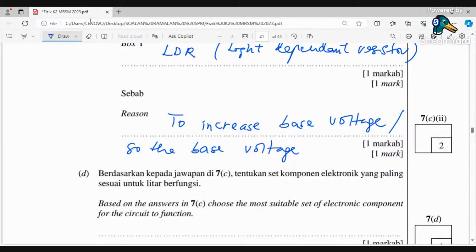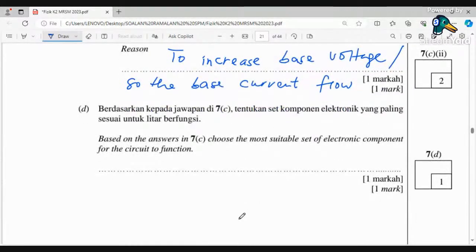This one, please. This current. Based on your answer, choose the most suitable. Set L.